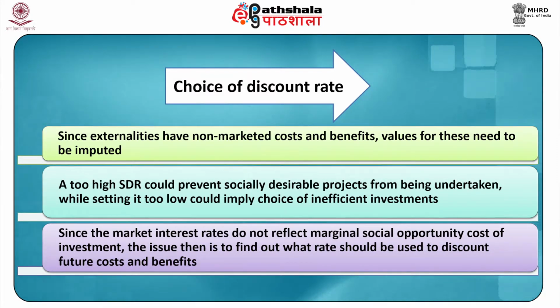A too high SDR could prevent socially desirable projects from being undertaken, while setting it too low could imply choice of inefficient investments. Under perfect conditions, without market distortions, SDR equals the market interest rate. Since the market interest rates do not reflect the marginal social opportunity cost of investment, the issue then is to find out what rate should be used to discount future costs and benefits.